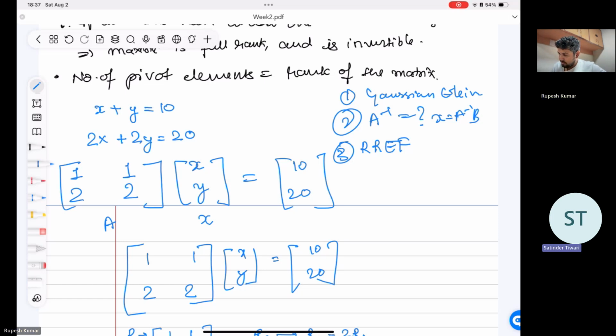In a homogeneous system of equations, the B vector has to be zero always. If you are considering homogeneous systems of equations, only two conditions are possible.